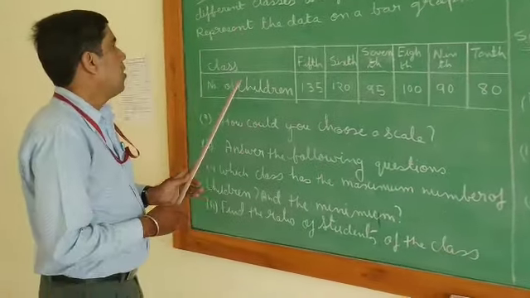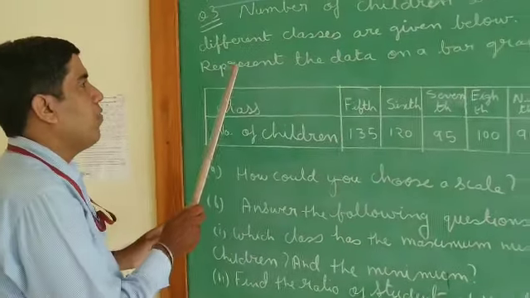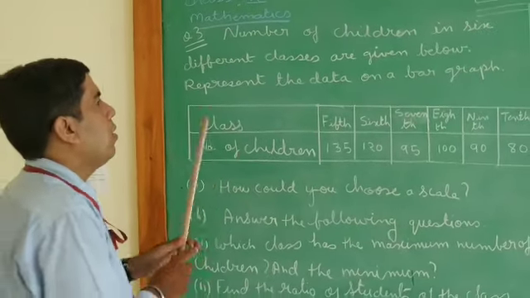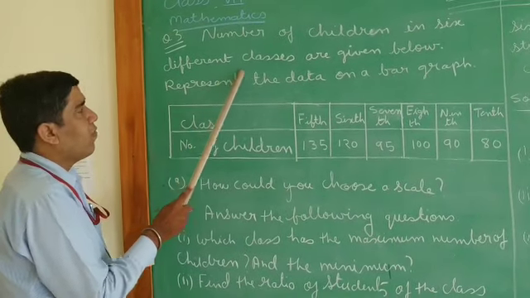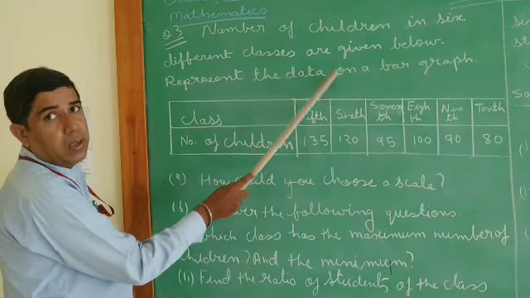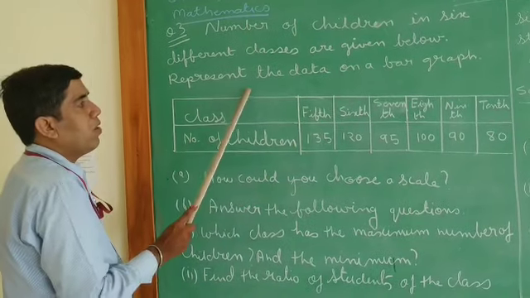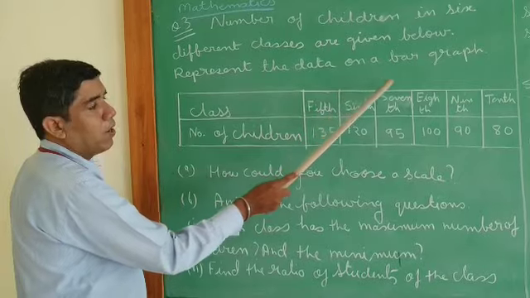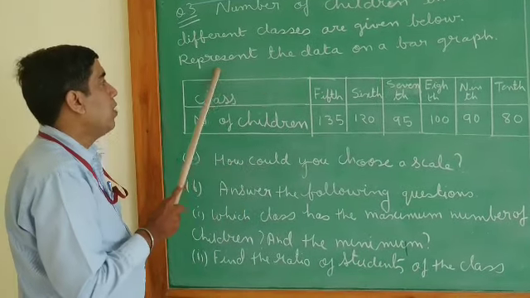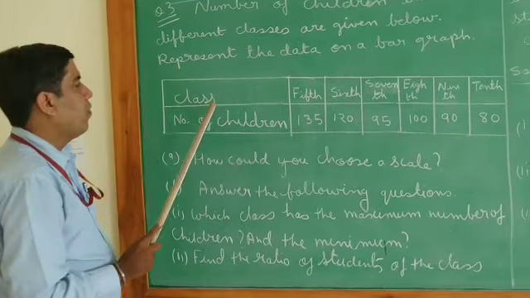Now you can see here, again let me discuss this question once again with you. Number of children in 6 different classes are given below. Represent the given data on a bar graph. So this we have done there, bar graph.